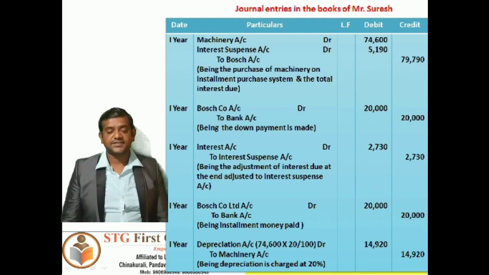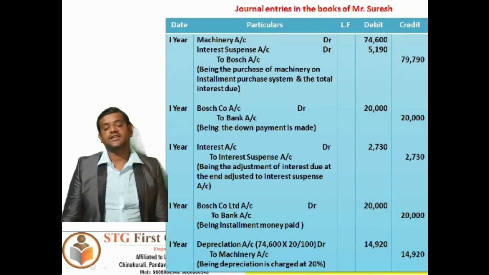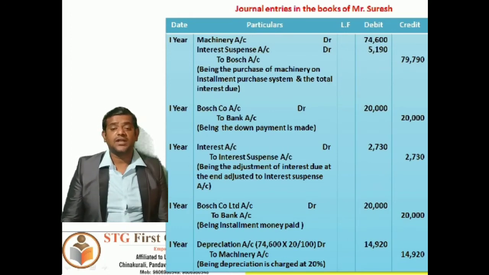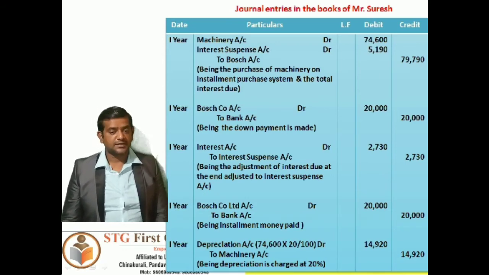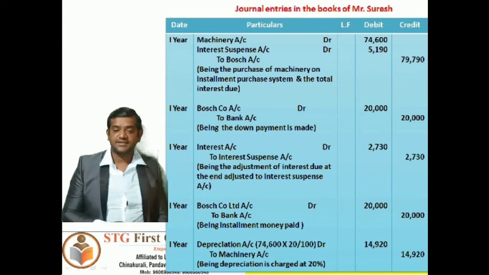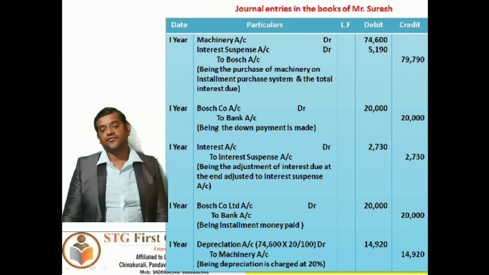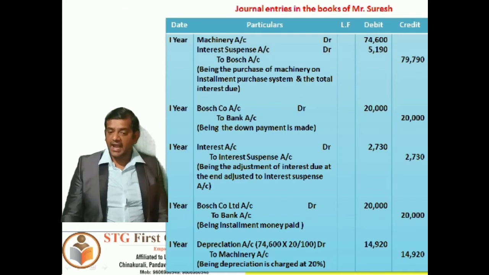Next, first year interest. Interest account debtor to interest suspense account, 2,730, being the adjustment of interest due at the end, adjusted to interest suspense account.